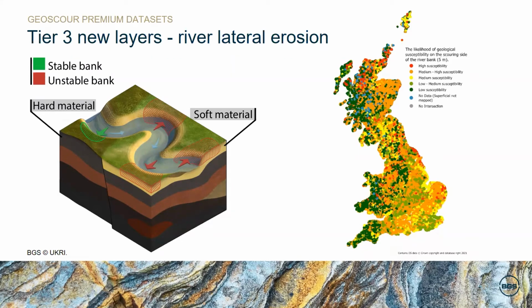All of these new and updated Tier 3 layers have been recalculated using the latest OS Open Rivers data and apply BGS scientific understanding regarding the influence of geological properties of bed and bank materials on their susceptibility to erosion.